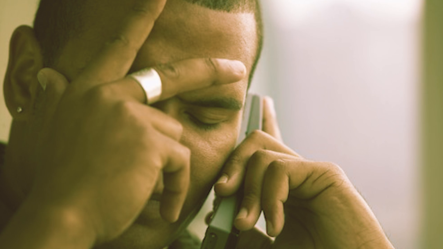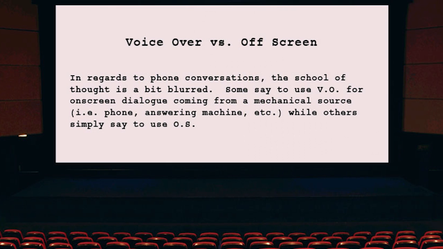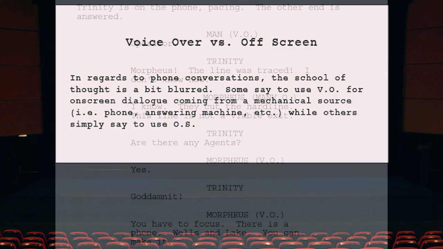A more common method for phone conversations in scripts is to simply show one character using the voice of the other character that's not on screen. Or, for added suspense, only the character on screen is shown reacting to the dialogue that we can't hear. And the format for this differs as well. There are arguments to use VO for voiceover, where mechanical or synthesized speech is used, like on a telephone or an answering machine. And there are other arguments for a simple OS, noting the voice is coming from off-screen.